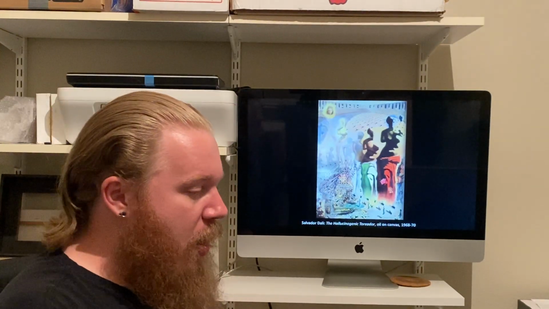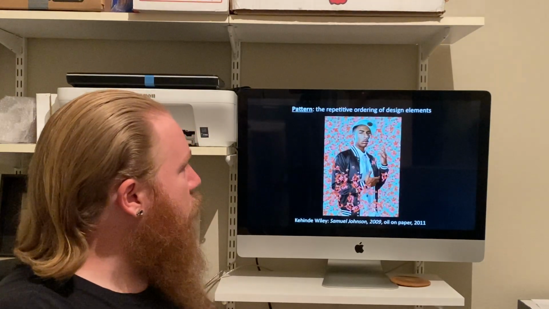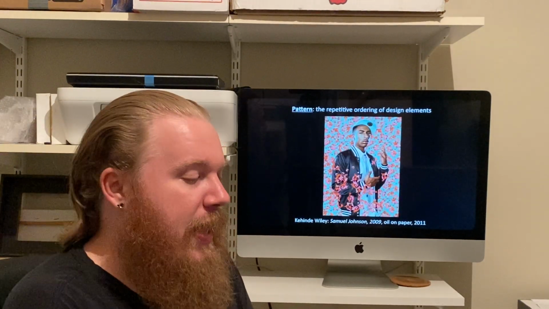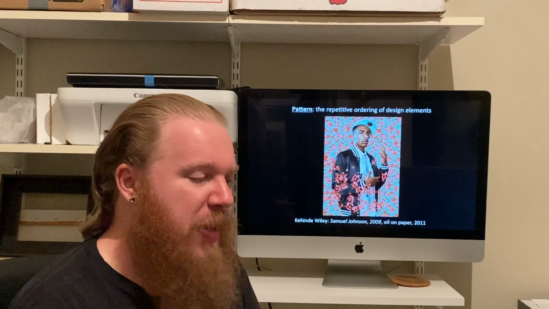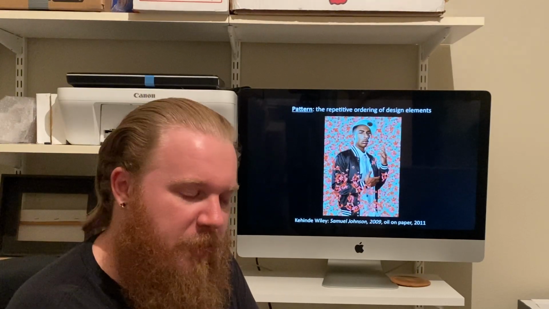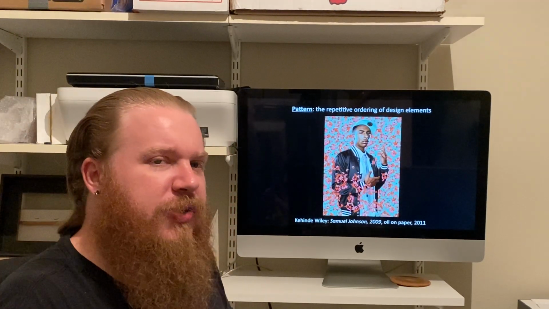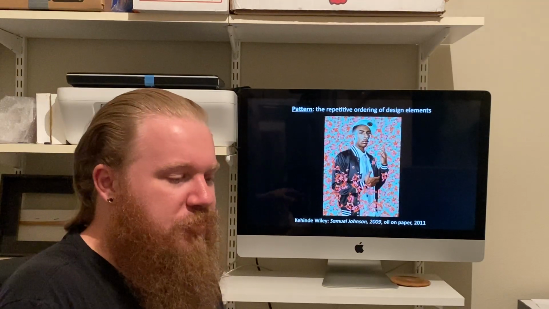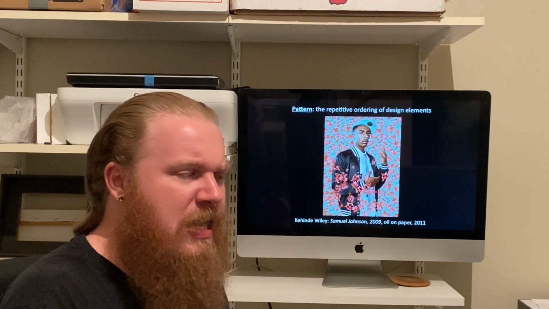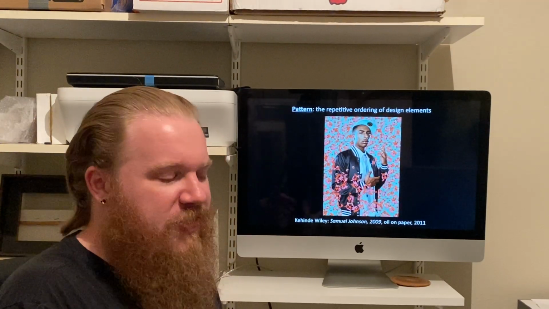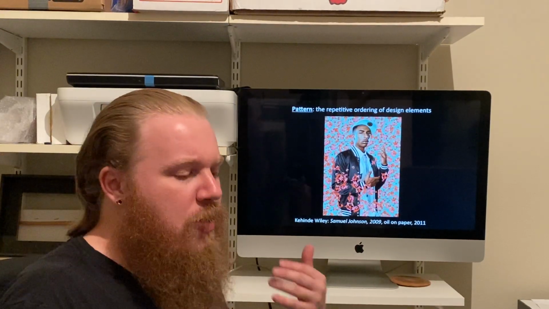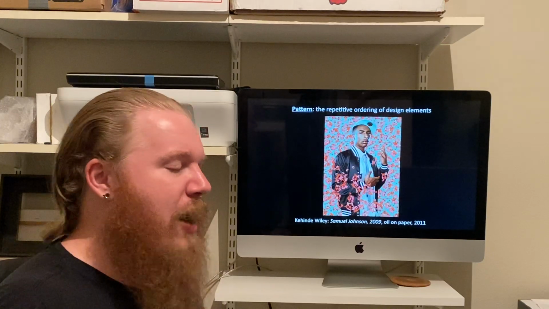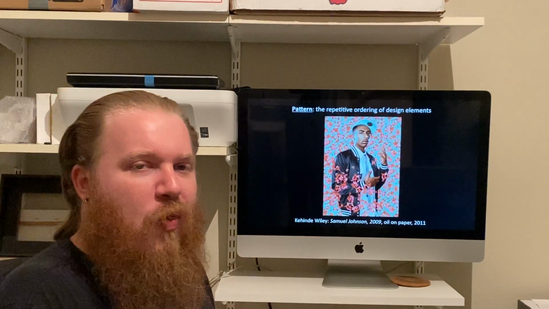Now, aside from unity and variety, we also have pattern. And pattern refers to the repetitive ordering of design elements. And not a lot of artists really use pattern wholeheartedly. It's usually a subordinate element within a work of art, say like a textile in the background or a tablecloth or someone's clothing, something like that.